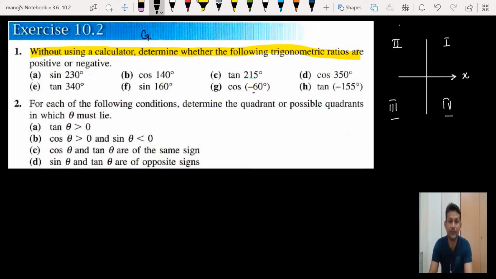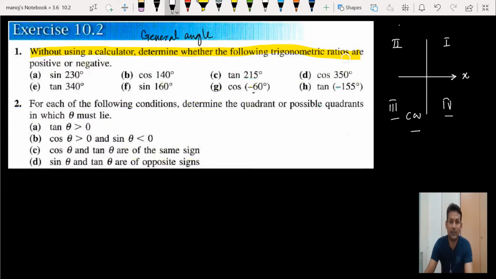Not the basic angle, the general angle. In the general angle, we always move from the positive x-axis. We can move anti-clockwise, we can also move clockwise. Clockwise is always negative, anti-clockwise is always a positive angle. Okay, so let's see.